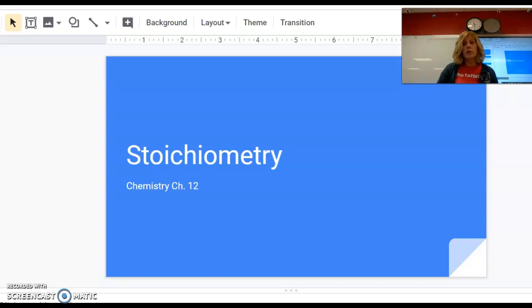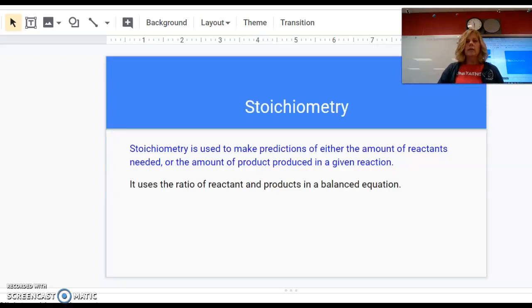So this concept of stoichiometry really falls along the lines with the molar conversions. And this is looking at the balanced equation and really making predictions about how much of one product, how much of another reactant you need for that to react. So stoichiometry is used to make predictions of either the amount of reactants needed or the amount of product that might be produced in a given reaction.